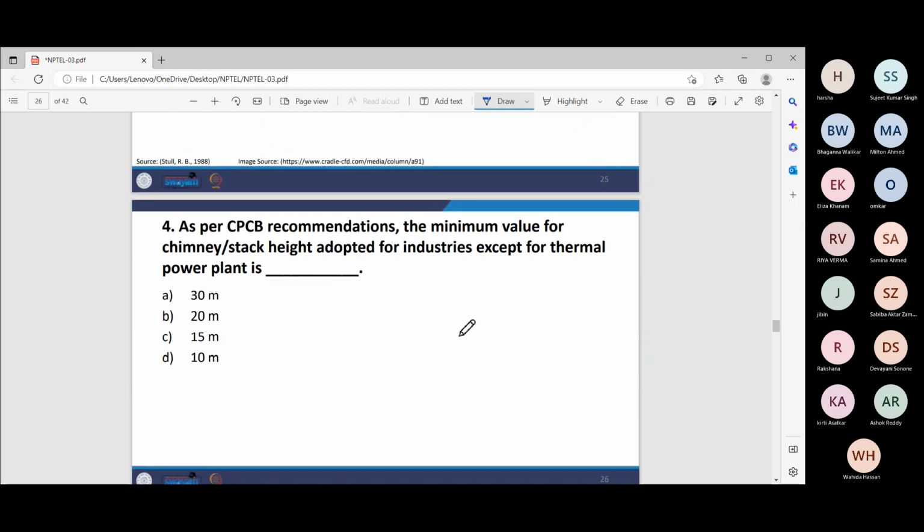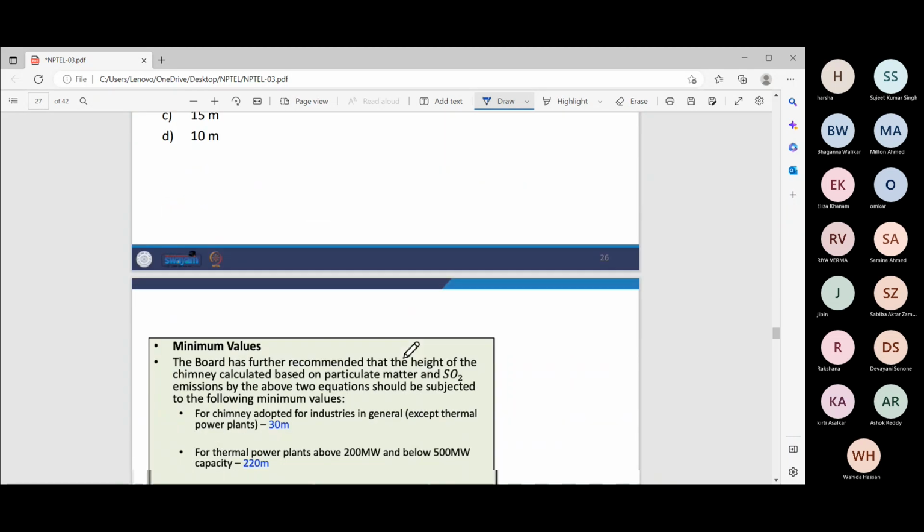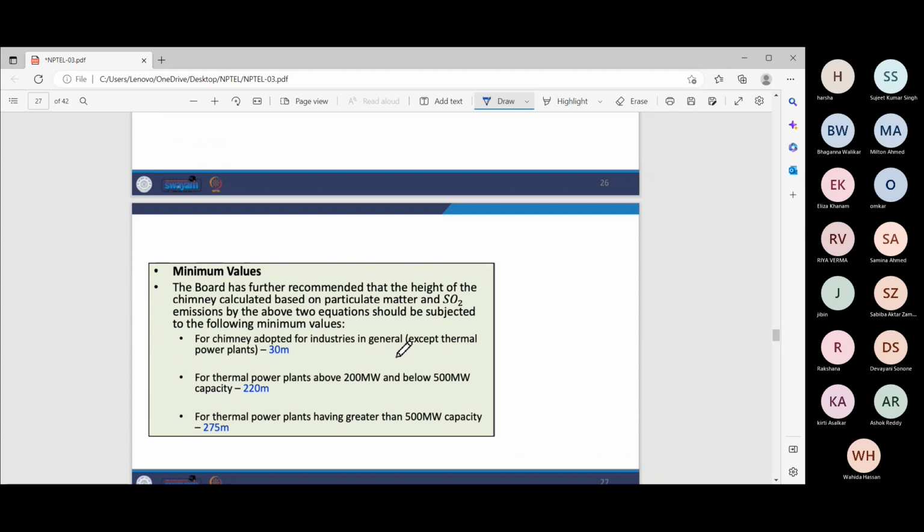as per CPCB recommendations, the minimum value of the chimney or stack height adopted for industries except for thermal power plants is, I think, 30. Which one? 30 meters, ma'am. 30 meters, correct. Okay, so I've also added this table of the minimum values. So basically, these are the recommendations as per the CPCB.